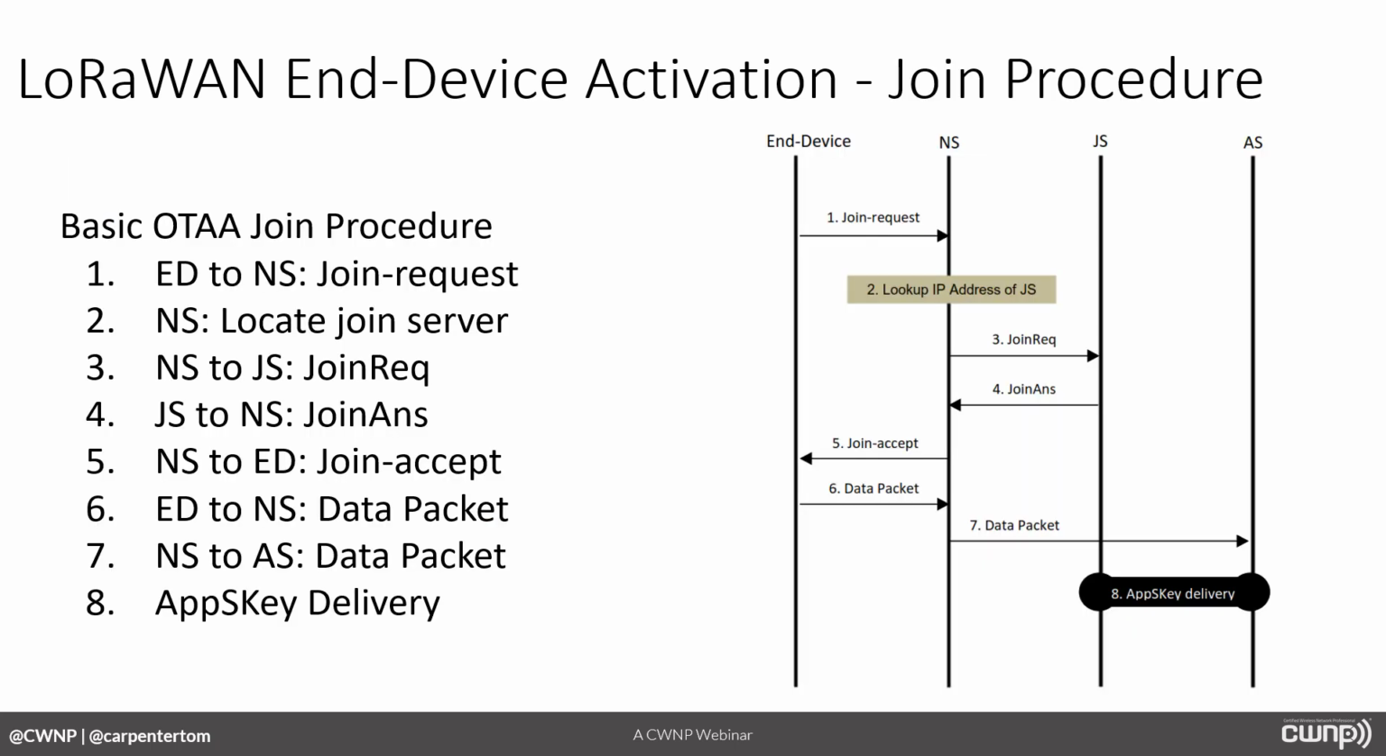Okay. So the end device activation for over the air looks like this. The end device talks to the network server by sending a join request to it. And then the network server finds the join server and forwards that join request to the join server. It then responds with a join answer to the network server. And assuming that answer is an approval, then the network server sends a join accept to the end device. And then the end device sends a data packet to the network server. And the network server sends the data packet to the application server.